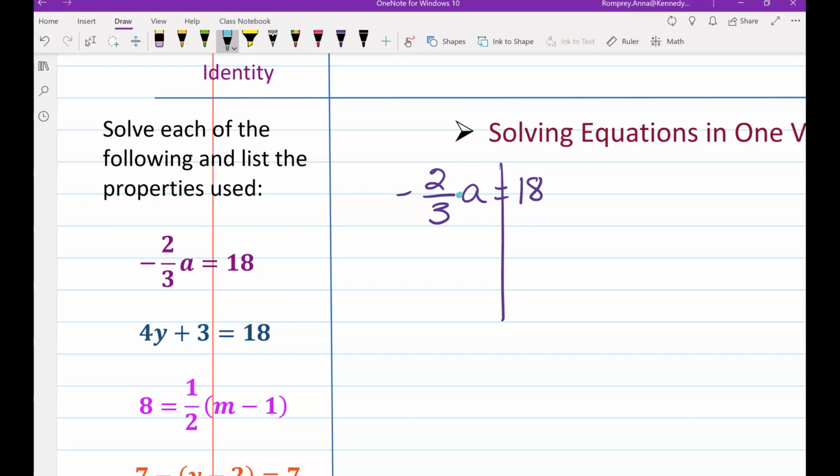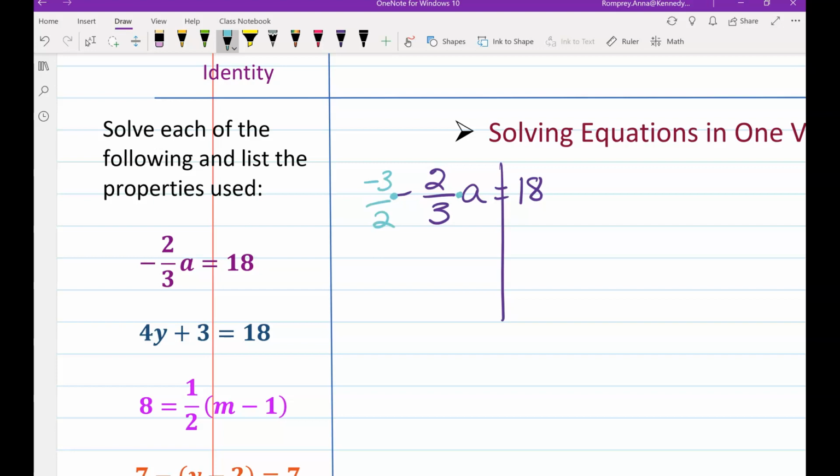Now, there's a couple ways that you can do this. I have some people that like to rewrite it and they put their a with the numerator. So it says negative 2a divided by 3. So they undo the division, then divide by 2. Or we can do it all in one step. Because remember, whenever you are dividing by a fraction, so dividing by the 2/3, essentially that's the same thing as multiplying by its reciprocal. So to get rid of it all at once, I'm going to multiply by negative 3/2.